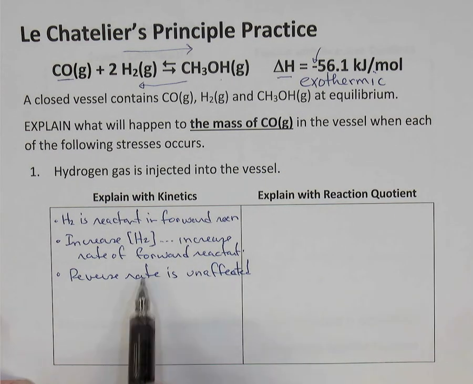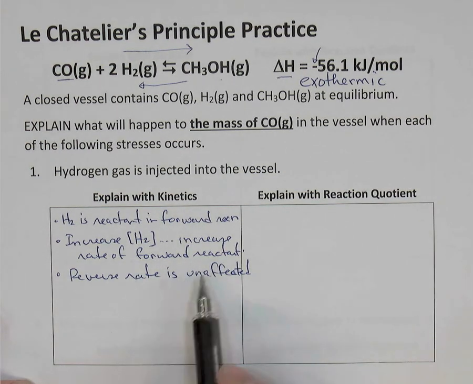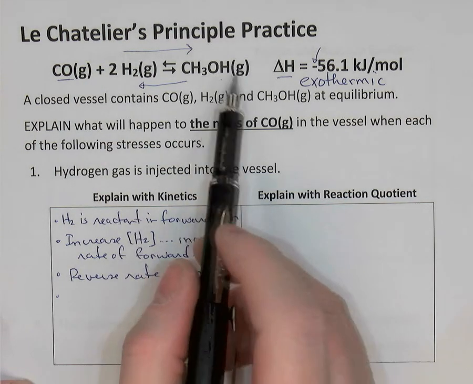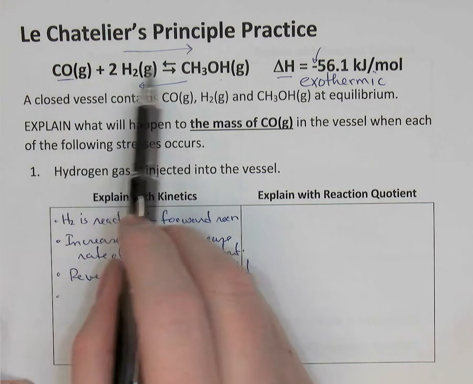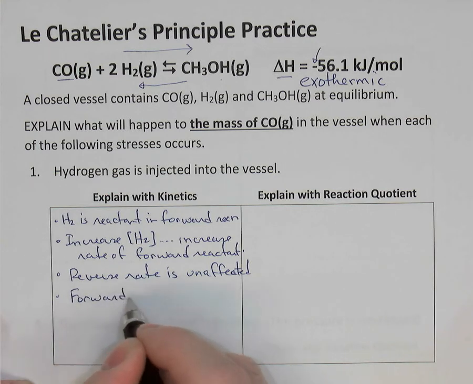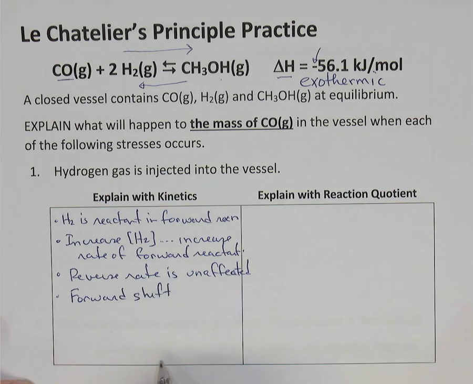So now what do we have? We have a faster forward rate and a reverse rate that didn't change. So if you think about that for a moment, if the forward rate increased and the reverse rate doesn't change, then the reaction will shift in the forward direction. So we get a forward shift. And as we said a moment ago, if the reaction were to shift forward, we'd end up with a lower amount of carbon monoxide, so the mass of carbon monoxide will decrease. Okay? Now let's try to explain that using the reaction quotient.